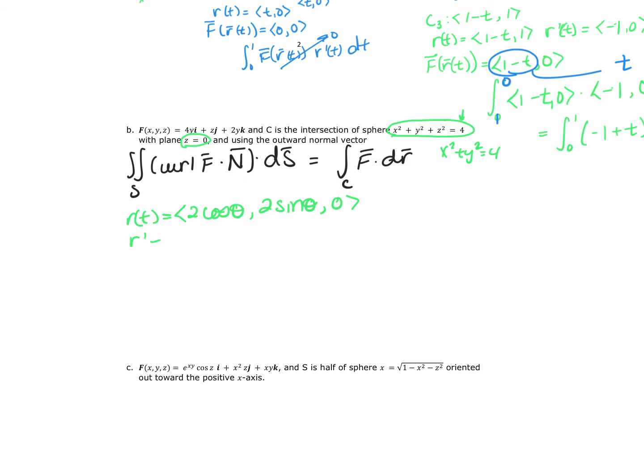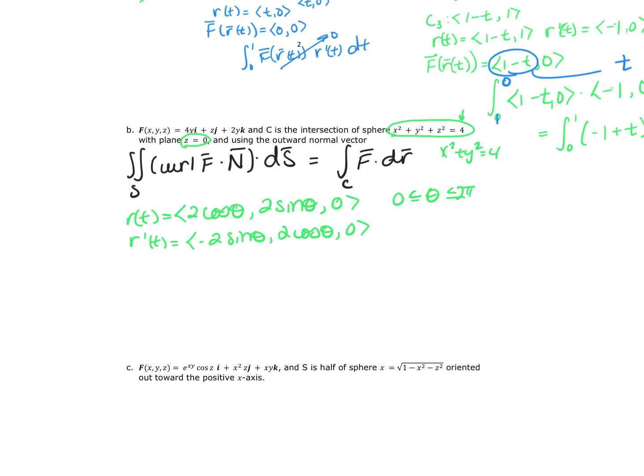So then r prime of t is going to give me negative 2 sine of theta, 2 cosine of theta, and 0. And I should mention that since we're looking at the xy plane as a circle, theta is going to run between 0 and 2 pi. Now I could use t here instead of theta, but I just kind of like theta.